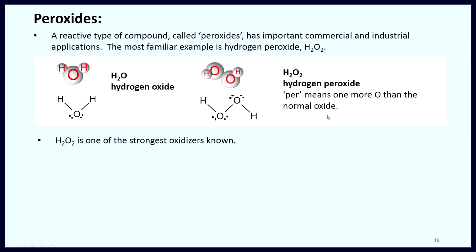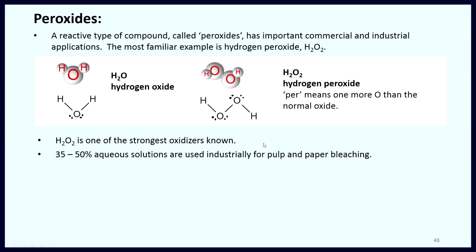Peroxides have this oxygen-to-oxygen single bond. They are one of the strongest oxidizers known. A 30 to 50% aqueous solution of peroxide is used industrially to bleach pulp and paper. During the First World War, concentrated peroxide solutions were used to propel torpedoes. They quickly decompose in the presence of a catalyst, releasing steam and oxygen quite violently.